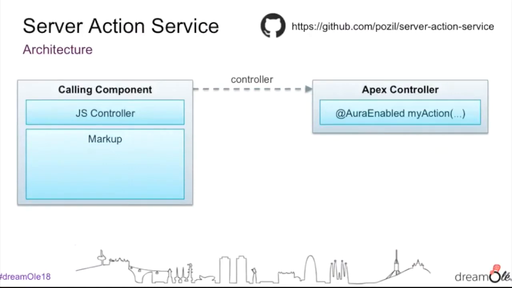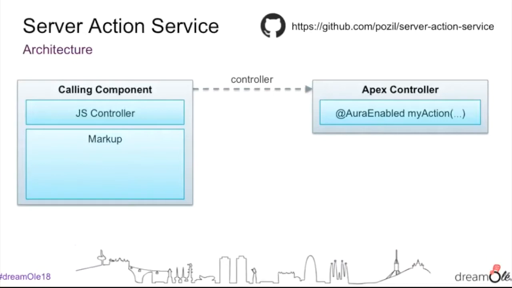How does it work? If you want to have a look, I'm contributing here. I'll share the slides so you can try it. Basically, when you want to use this service, you have a calling component, which is mapped to a controller. So your Aura controller has an action, my action. It's Aura enabled, so that you can call it from the Lightning component. We don't really care about what this action is doing, but basically what we want to do in this use case is call it. So our calling component has a JavaScript controller and a markup.